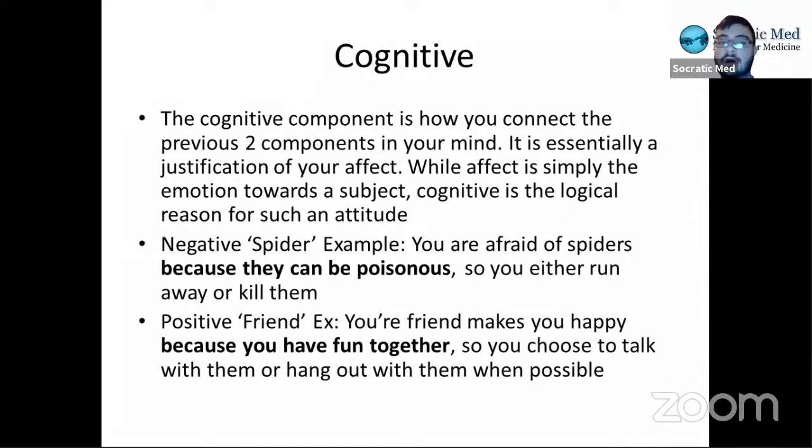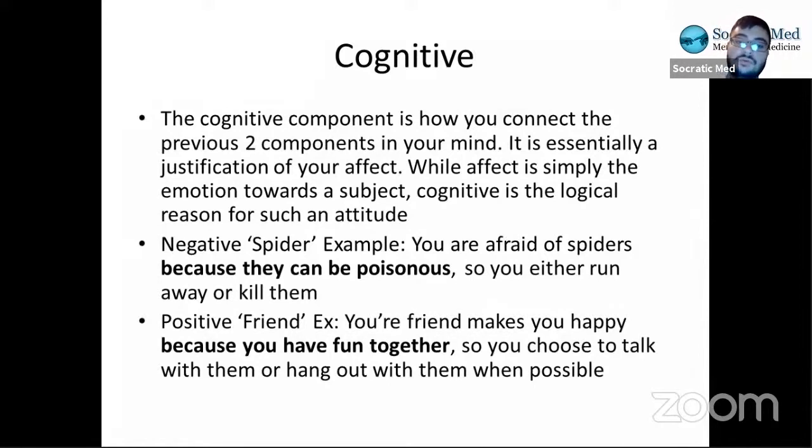For example, now we want to bring everything together since we've talked about all three parts. We'll go to the negative spider example. You're afraid of spiders. That's the A component, affective. You feel fear towards a subject because they can be poisonous or they can damage you in some way. That would be the cognitive. It's the logical reason. The fear that you feel, the affect, is justified through this cognitive because they can be dangerous, they can be poisonous, or actually venomous, not poisonous, but regardless, they can be dangerous.